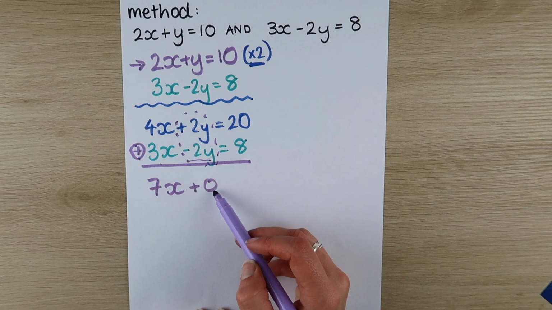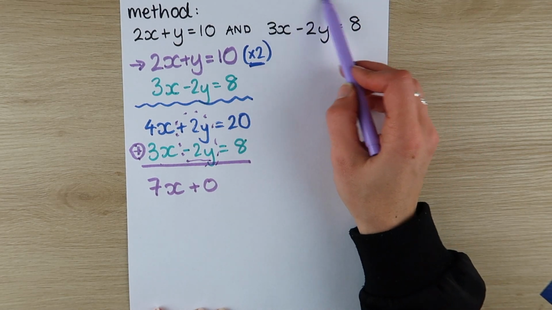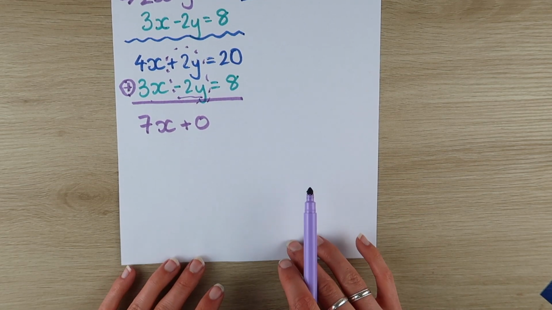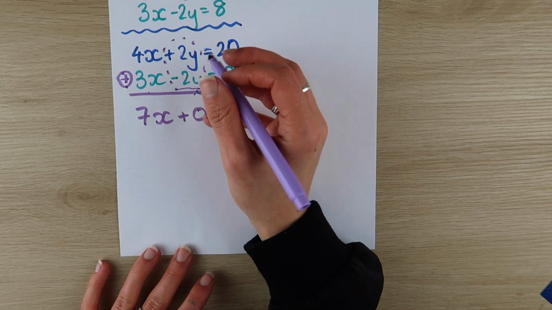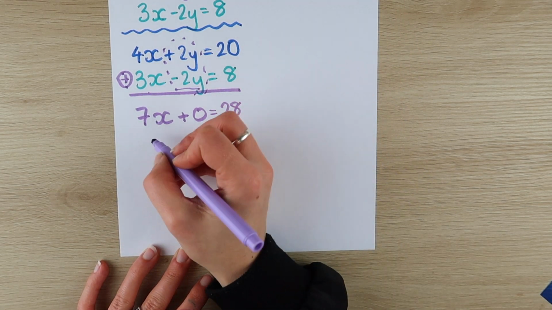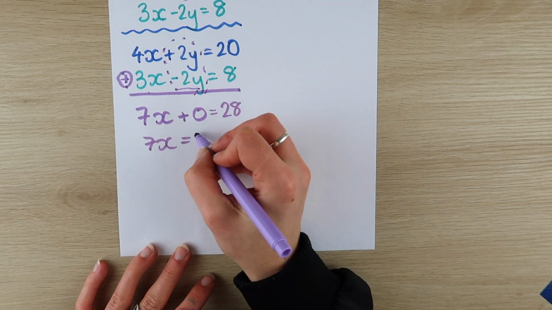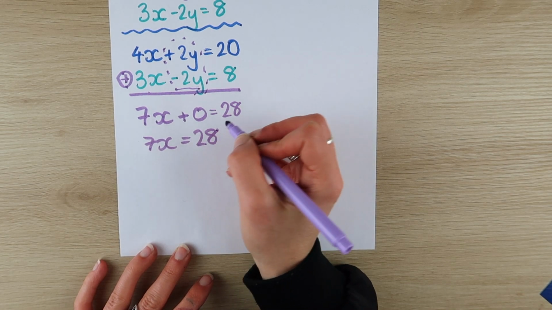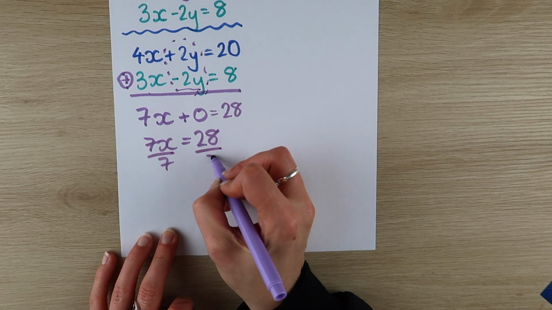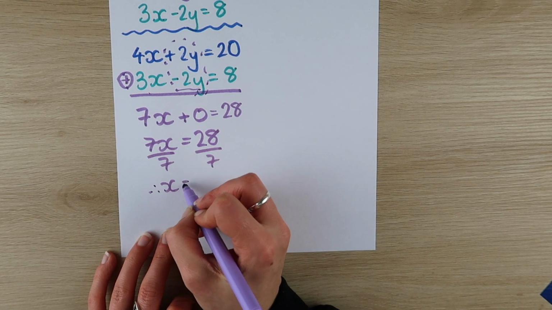Now that's what we were aiming for, and that's why it's called the elimination method, because we're making the coefficient of one of the pronumerals 0. Then 20 plus 8 becomes 28. So I'm left with 7x is equal to 28, and therefore x is equal to 4.